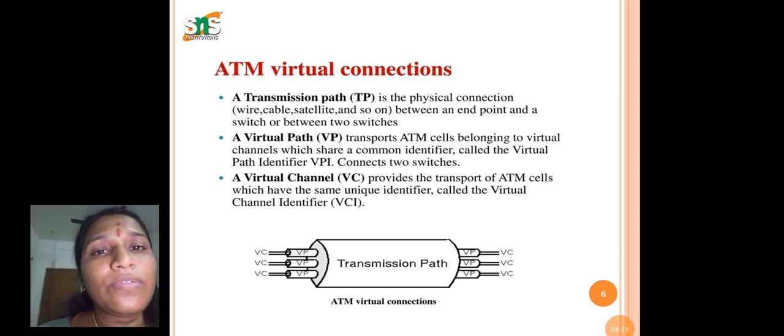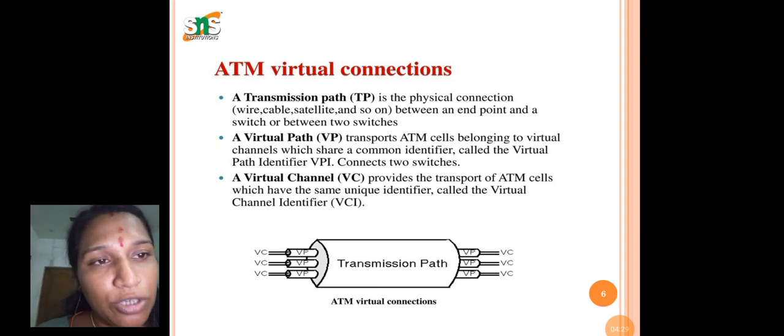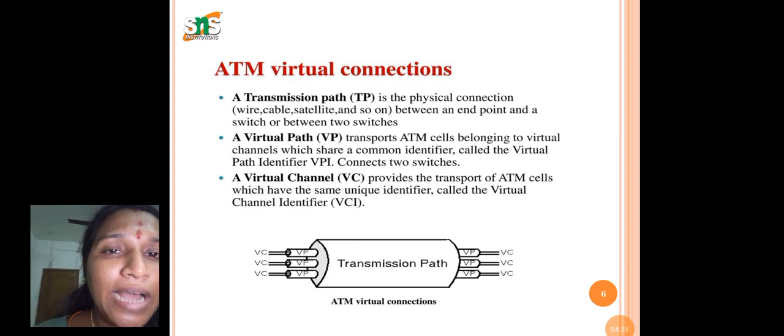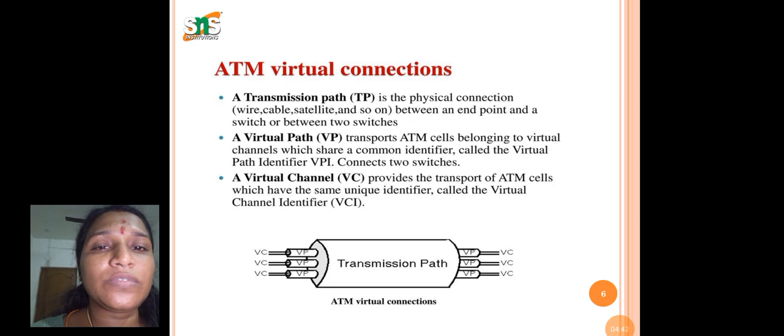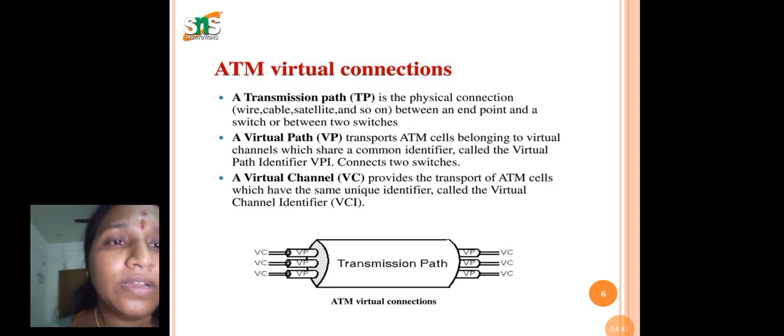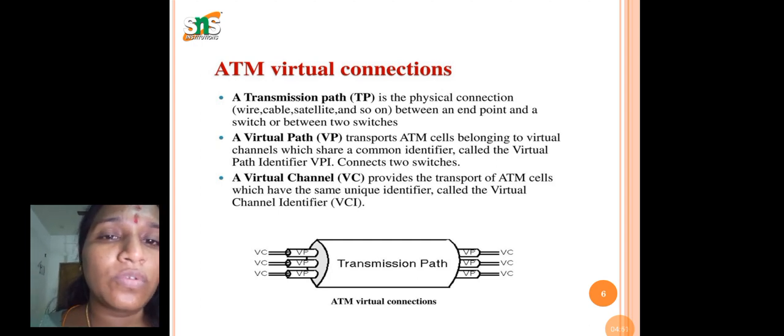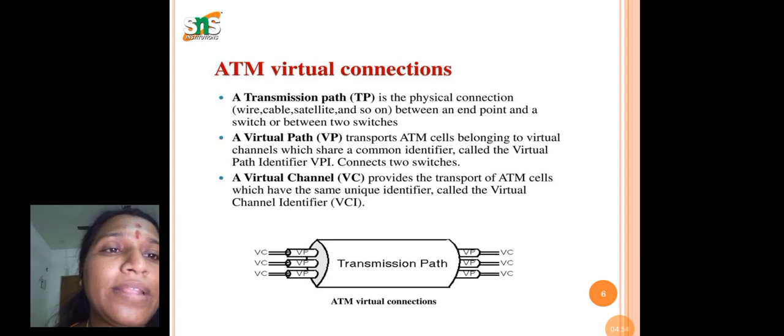And each virtual channel and virtual path moves on to the transmission path and is reflected outside as a virtual path and virtual channel. Here we can see the diagram including that, and how the virtual connection happens in the ATM. So in this, the virtual channel sits within the virtual path, and it transmits the data, and the transmission path takes over all the roles and moves on to the virtual path and virtual channel.